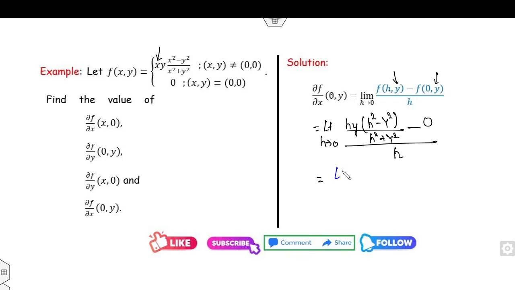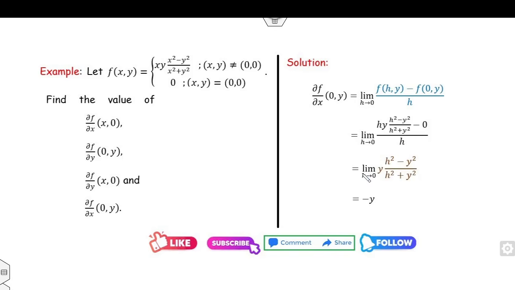Now you can substitute this limit. So 0 will be there, h will be cancelled out. It's y times h square minus y square over h square plus y square. If you substitute h as 0, the answer will be minus 1 into y, that is minus y.